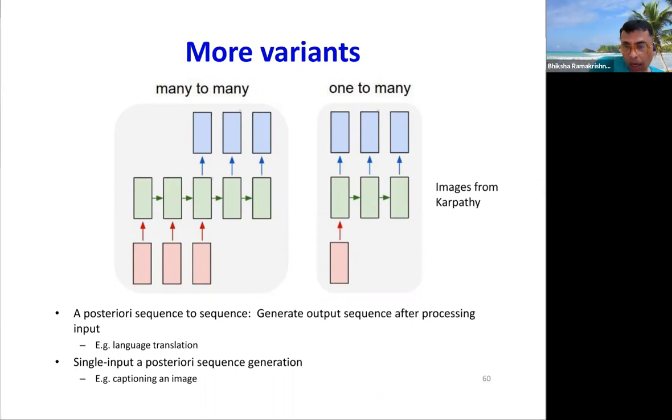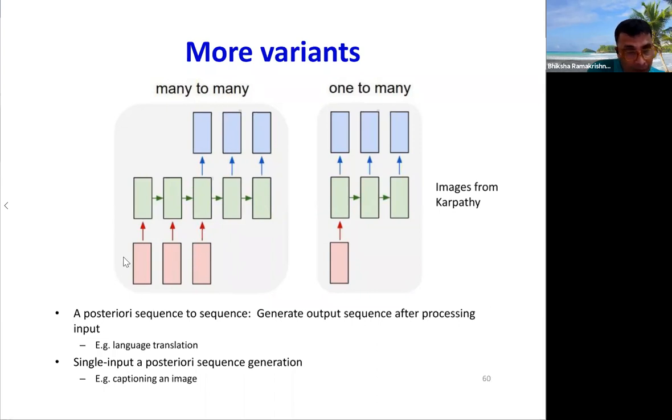So here are more variants. This is what I call a posteriori sequence to sequence conversion. You read and process the entire sequence of inputs and then generate the entire sequence of outputs. And this is the kind of structure you would need in machine translation because, as Tushar pointed out, this is an order asynchronous problem. You'd have English words, you'd have words maybe in French. This order has nothing to do with this order. And until you have gotten to the end of the English, you don't really know what to output.